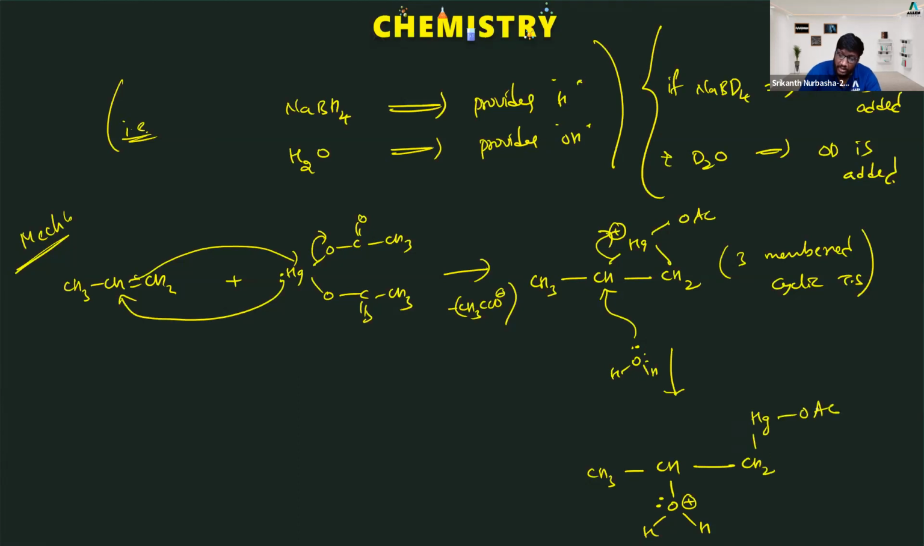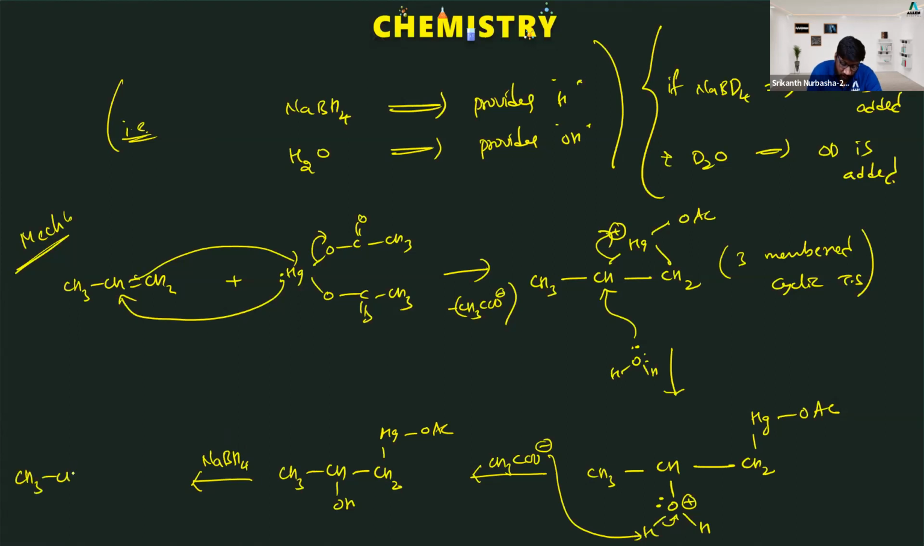Mercury is also connected with OAc, that is OC(=O)CH3. The acetate ion which was lost in the previous step, CH3COO minus, will try to pick up this proton, because oxygen has a positive charge. The OH electron density will move towards oxygen. So we'll generate CH3CHOHCH2HgOAc, and upon treatment with NaBH4, the hydride ion is going to attack this particular carbon. It forms CH3CHOHCH3, and mercury is released back, and OAc is also released back.